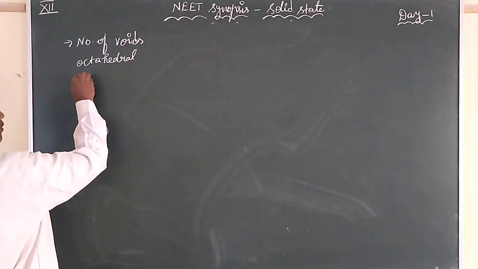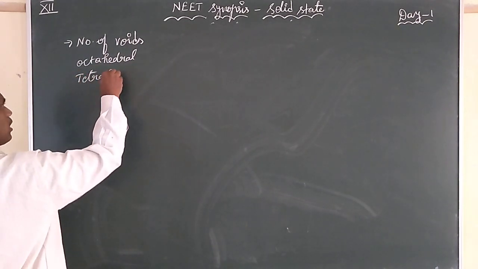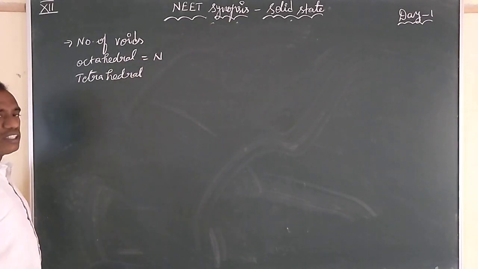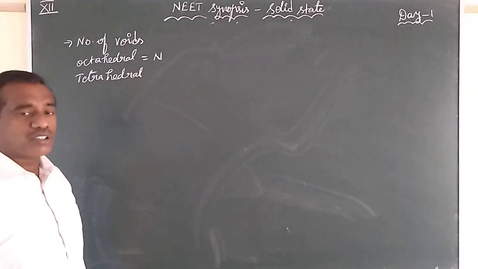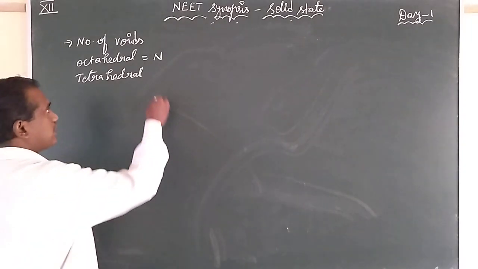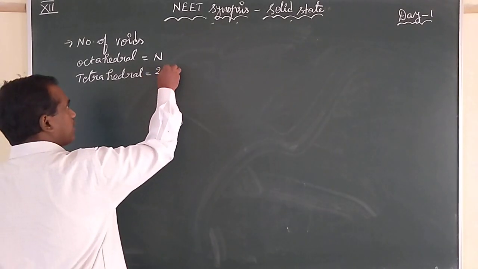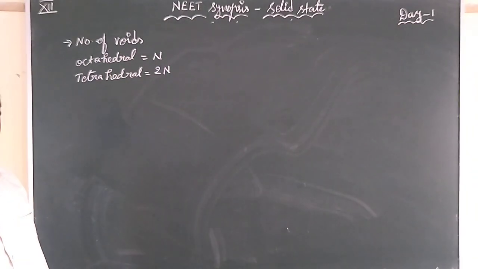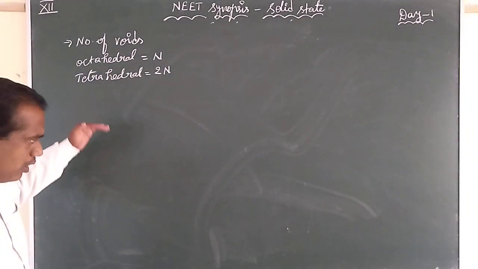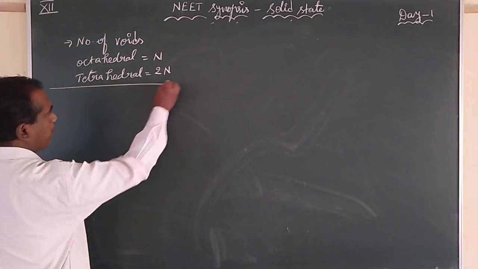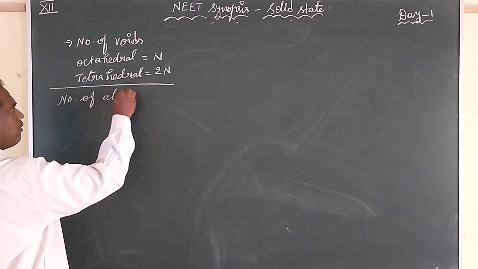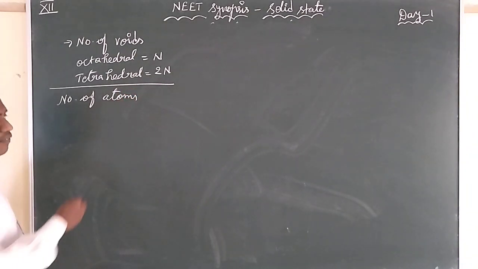How are they given? In the octahedral type of compounds, the number of voids is given as n, whereas in the tetrahedral, the number of voids is given as 2n. In solving the compounds, like for finding number of atoms, when we work with finding number of atoms.